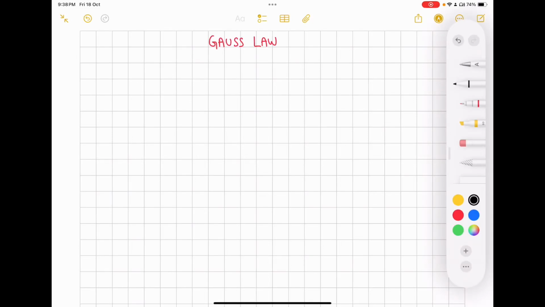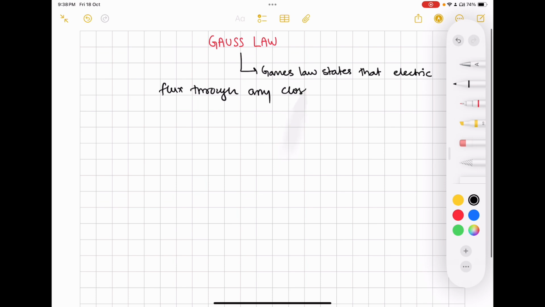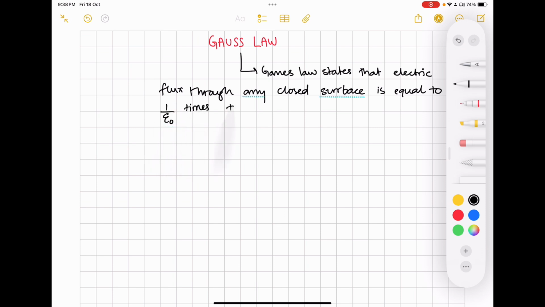Today we are going to study Gauss law. Gauss law states that electric flux through any closed surface is equal to 1 by epsilon 0 times the net charge enclosed by the surface.